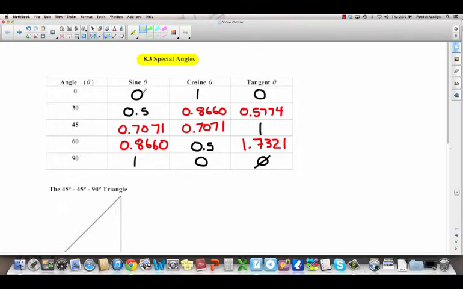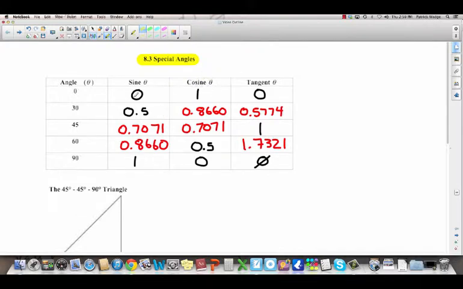The reason is because all the answers in black here are exact answers. 0, that's an exact amount. 0.5, that's a half, that's an exact amount. 1 is an exact amount. These red numbers here are not exact amounts, these are approximations. How come? Well, let's take a look at one of these.